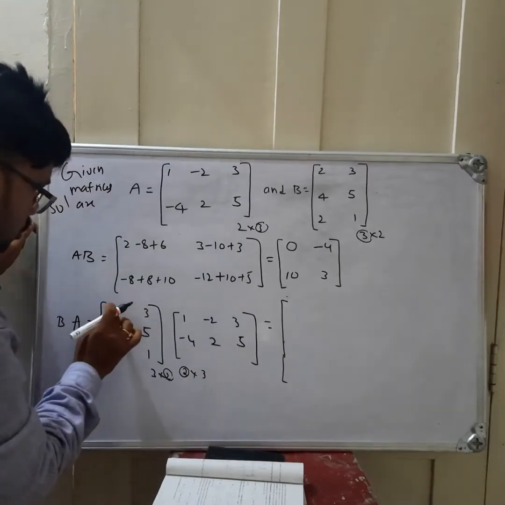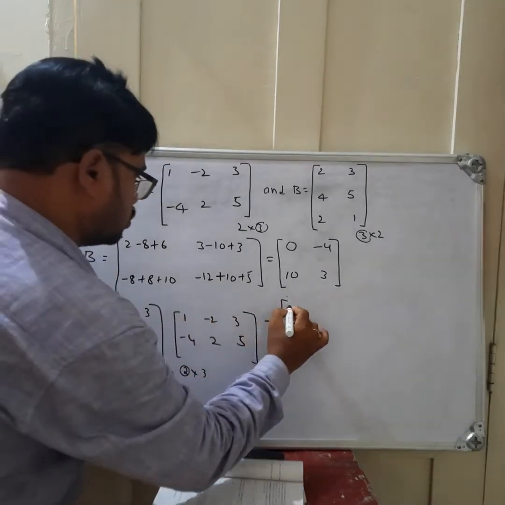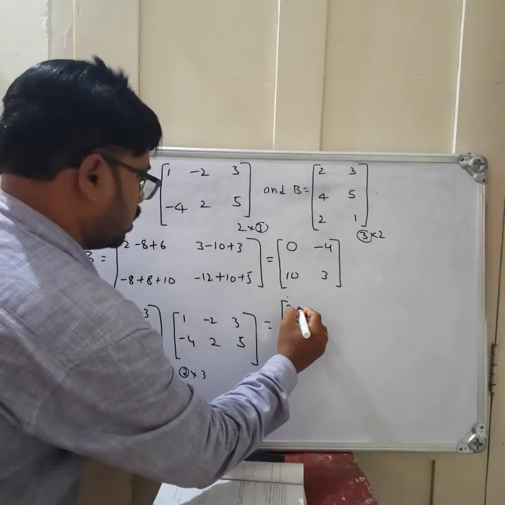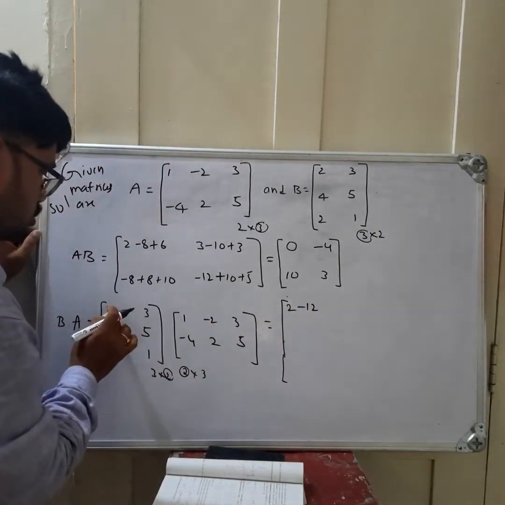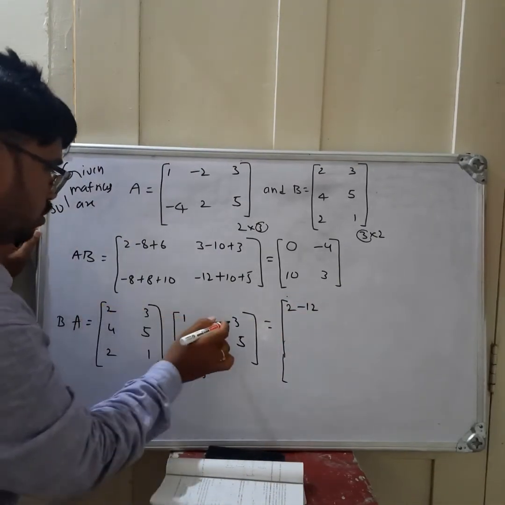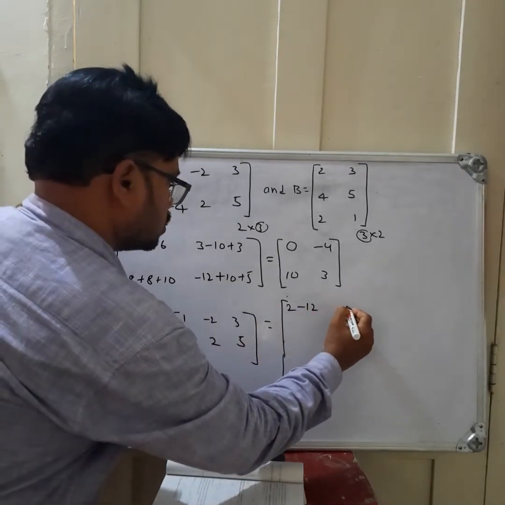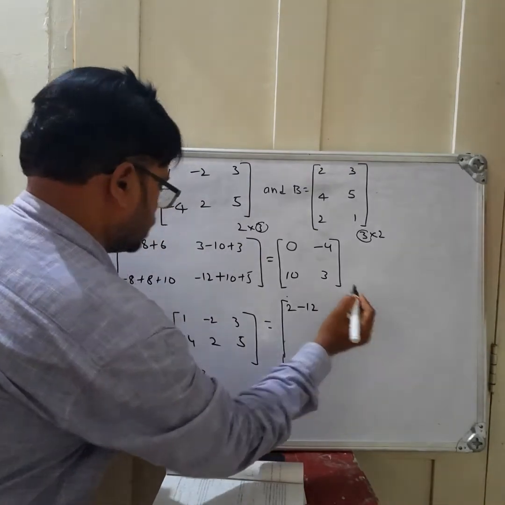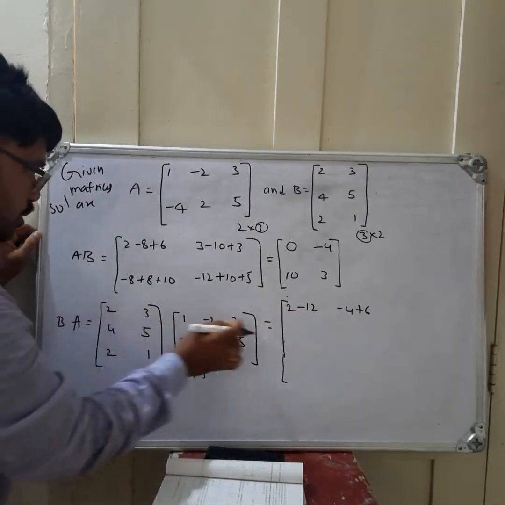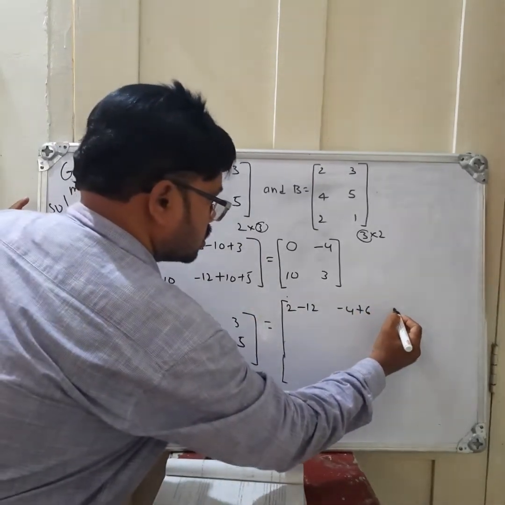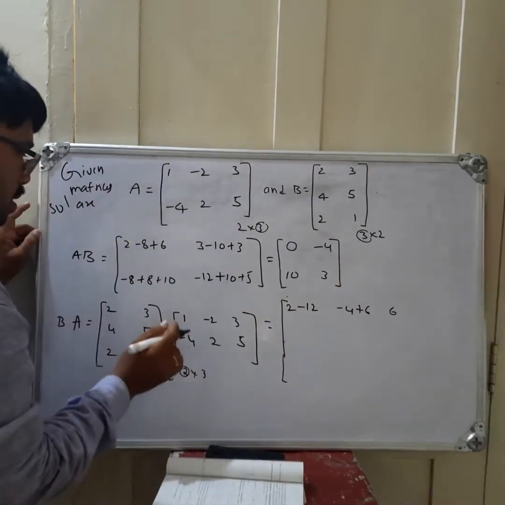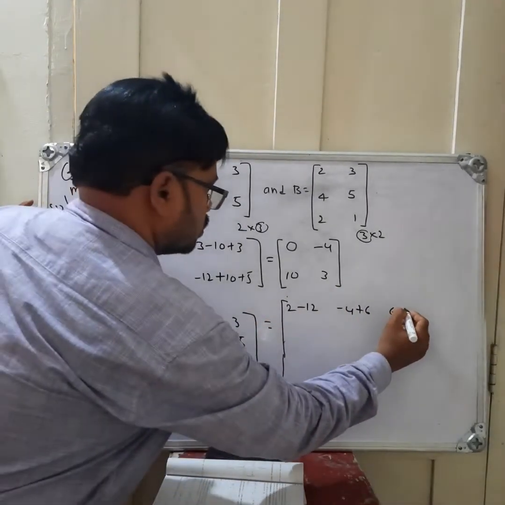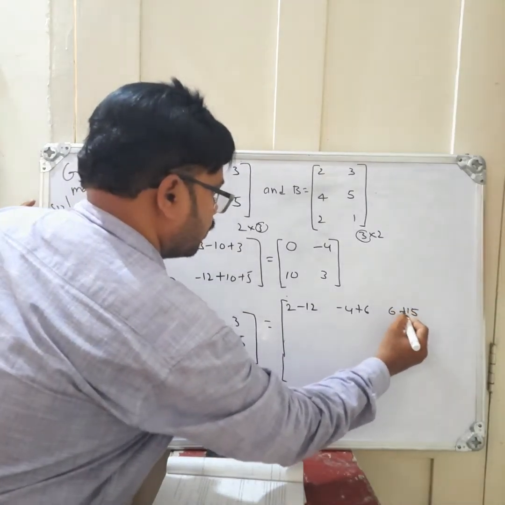See here first: 2 into 1, 2, plus 3 into minus 4, minus 12. Next, 2 into minus 2, the value is minus 4, plus 3 into 2, the value is 6. Next, 2 into 3, 6, and 3 into 5, plus the value is 15.